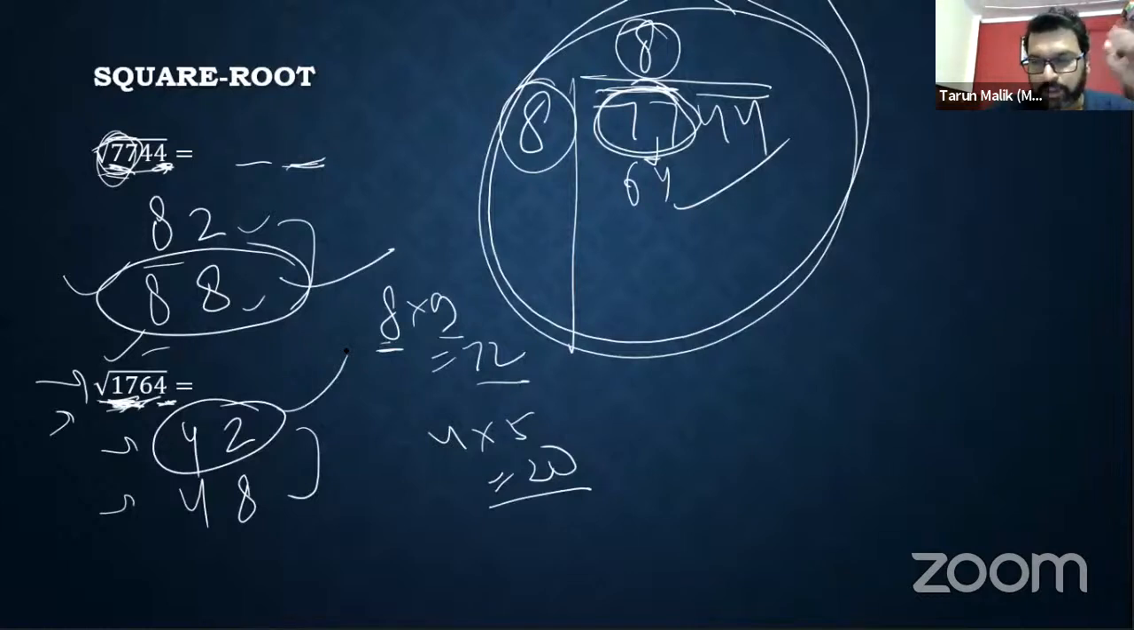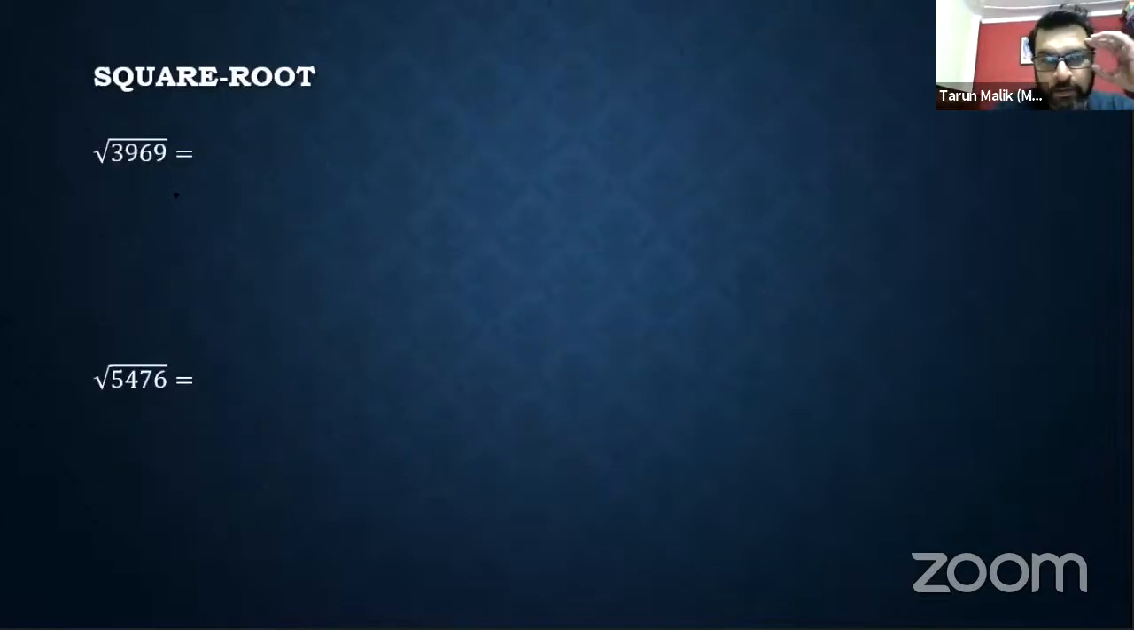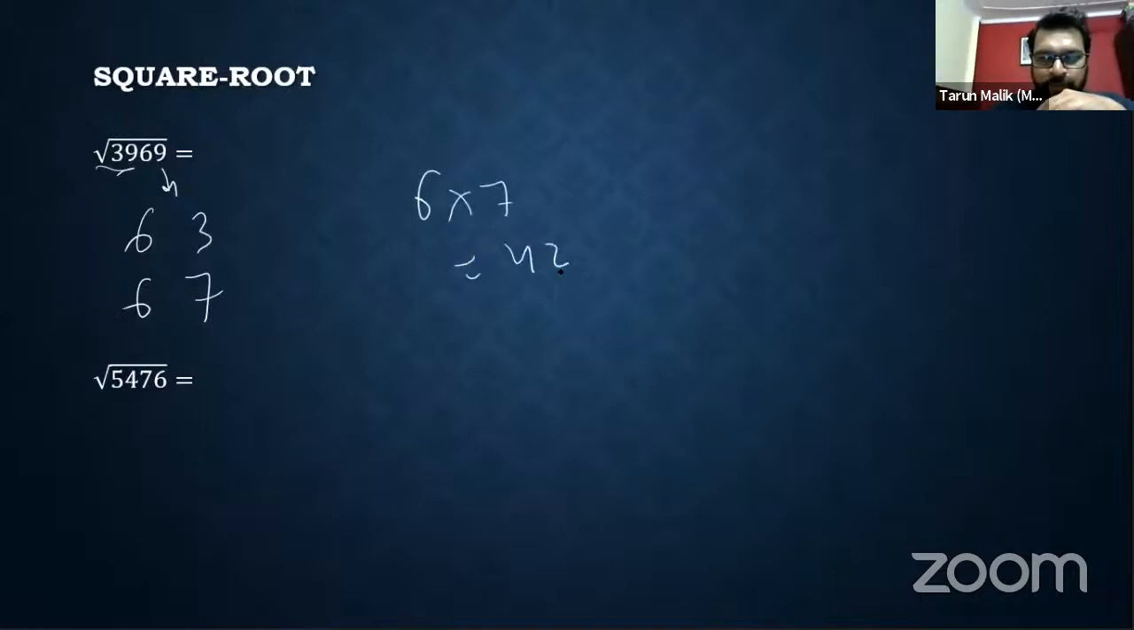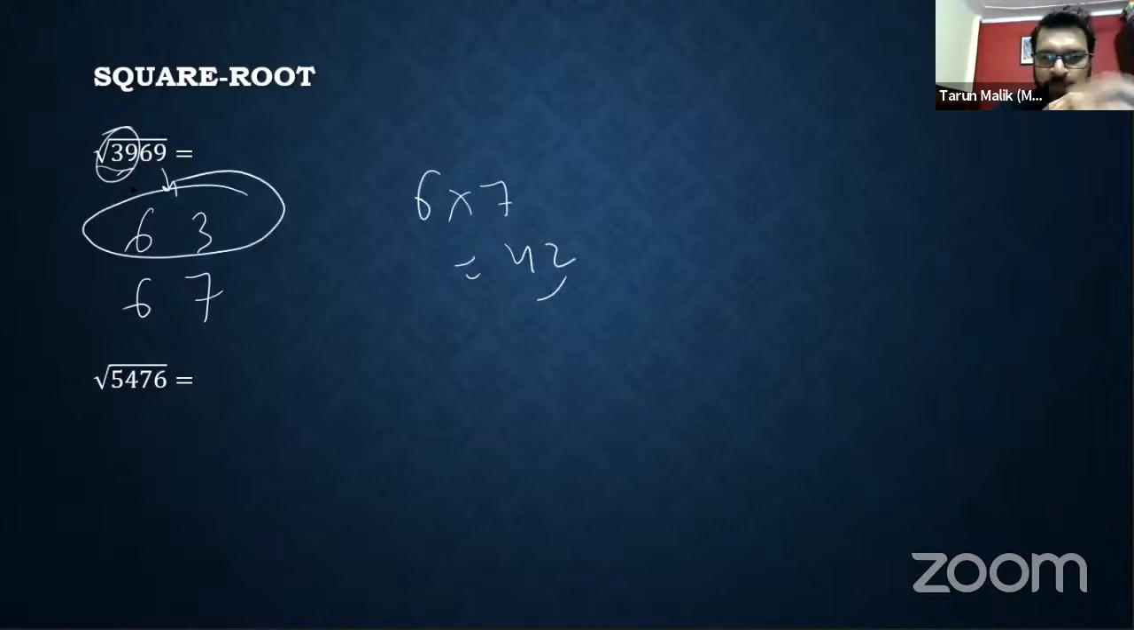Let's take one more. 3969. So which number when squared gives you 9? Either 3 or 7. And 39, when you do by the long division method, you will get 6. 6 square is 36. Everybody clear? Now 6 multiplied by its successor gives you 42. 6 into 7 is 42. And my first 2 digit number is less than that. So the smaller one will be my answer.